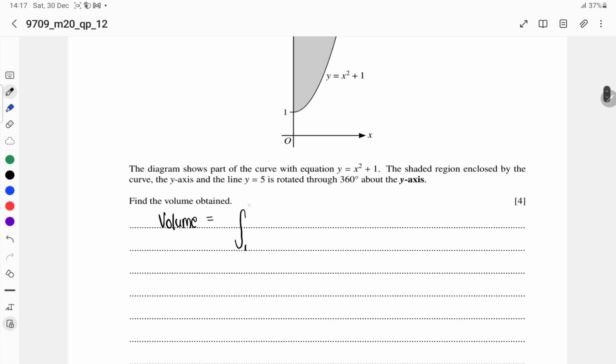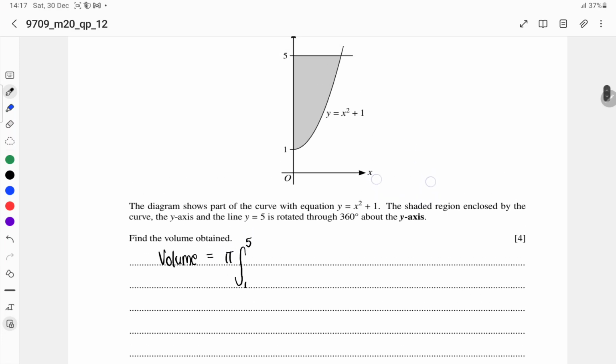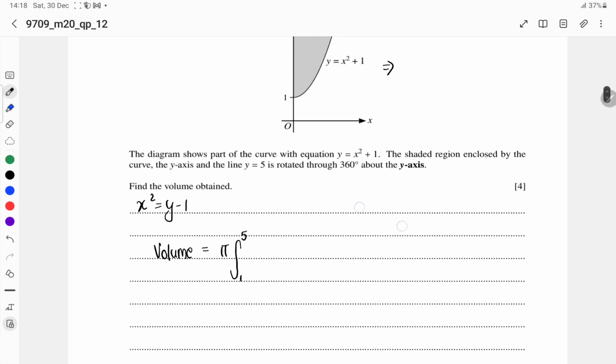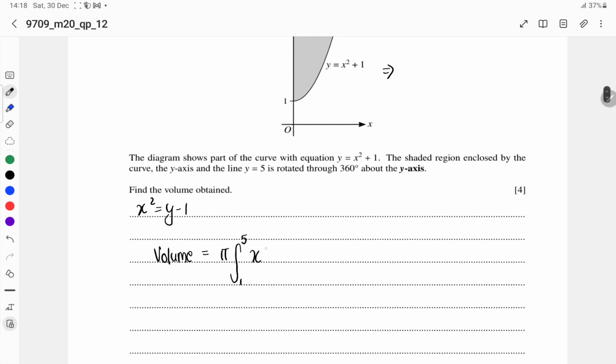So integrate from 1 to 5, multiply by pi, and then after we have the equation y is equal to x square plus 1. So we need to do x square, right? So we can say that x square is equal to y minus 1, right? So let's write it properly. Let's move it 2 lines down. So we can write x square is equal to y minus 1, right? So we have to do pi x square dy, right? So we can write pi of x square with respect to y, right?